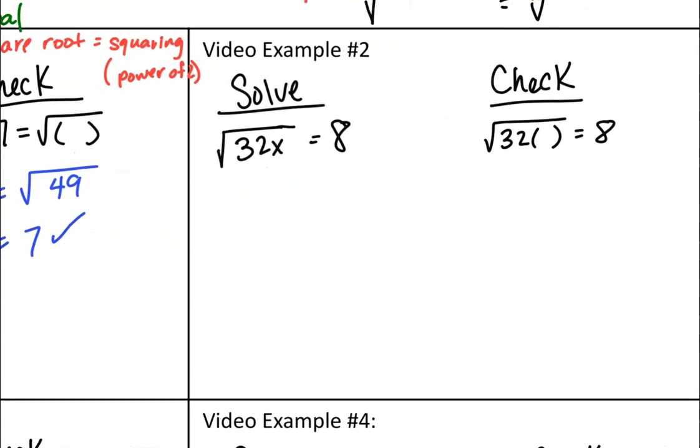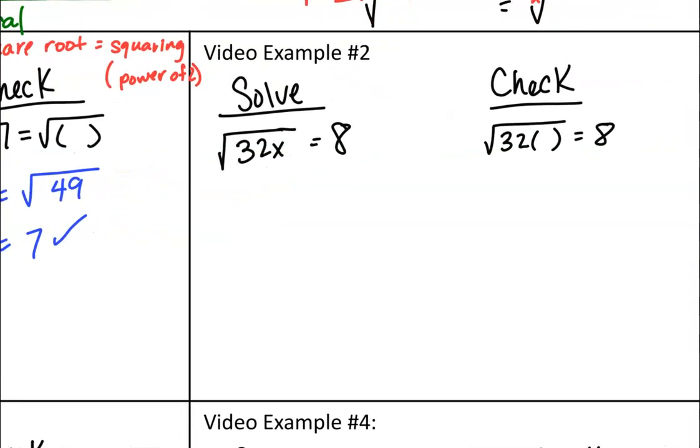Let's take a look at number 2. So I look at my problem. I have this radical here, so I cannot do anything with that 32x until the radical is taken care of. You cannot work inside of the radical. So the opposite of a square root is squaring, but if I square this side of the equation, I must square this side of the equation. A square root and a square are inverse operations, so we're left with 32x, and 8 times 8 is 64.